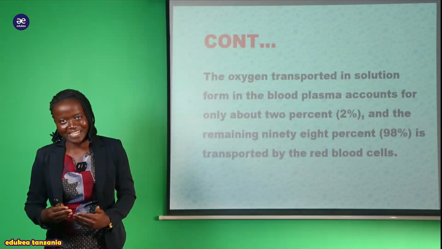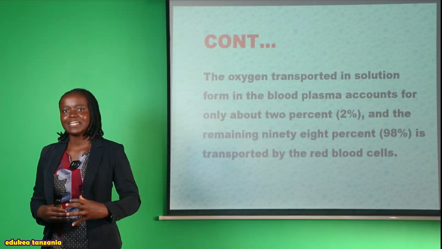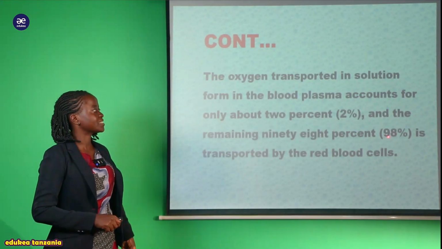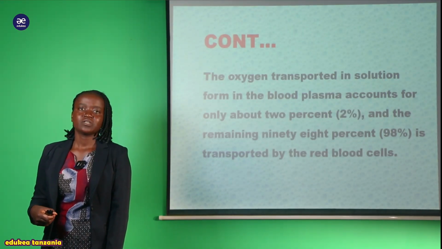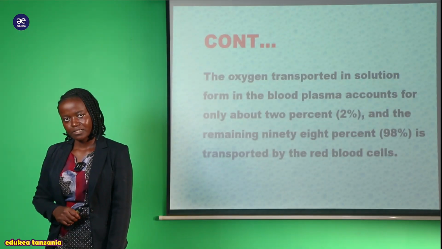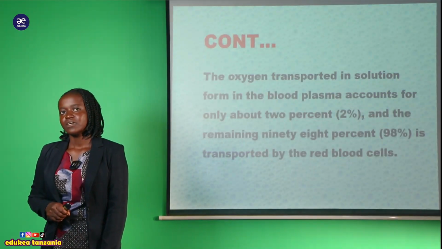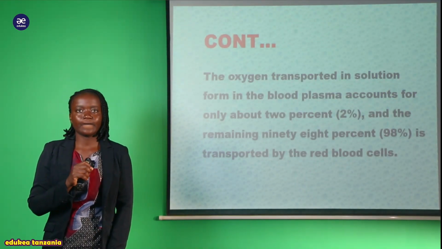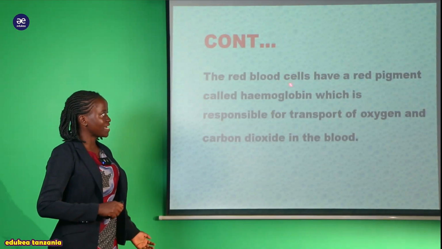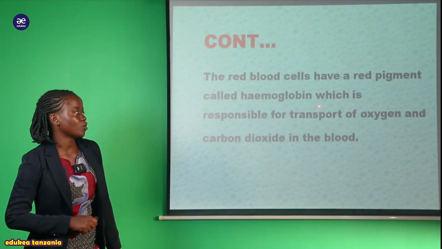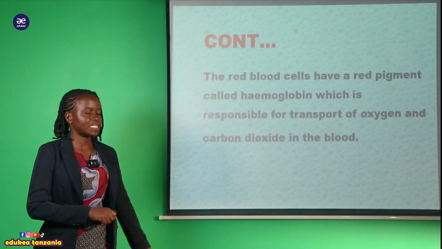The remaining percent of oxygen is transported by red blood cells. So about 98% of oxygen is transported in the body by means of red blood cells. How are red blood cells involved in transporting this oxygen within the body of an organism? We can say that the red blood cell has a red pigment called hemoglobin, which is responsible for transport of oxygen and carbon dioxide in the blood.